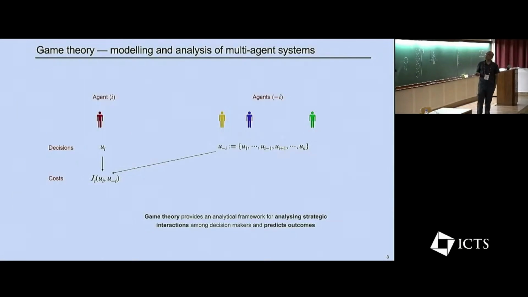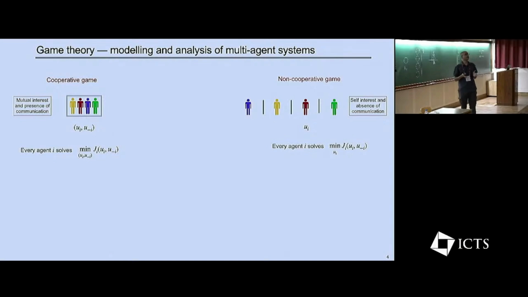Okay? So game theory provides a mathematical framework for analyzing these interactions and towards predicting outcomes. So here I use the cost framework. The decision of agent i is denoted by the variable u_i, and all other agents except player i are denoted by minus i. I think that's a standard notation in game theory. So when agents cooperate or if they have mutual interest, the strategic interactions are studied under the framework of cooperative games, where each agent's cost is minimized over the decision space of all the players.